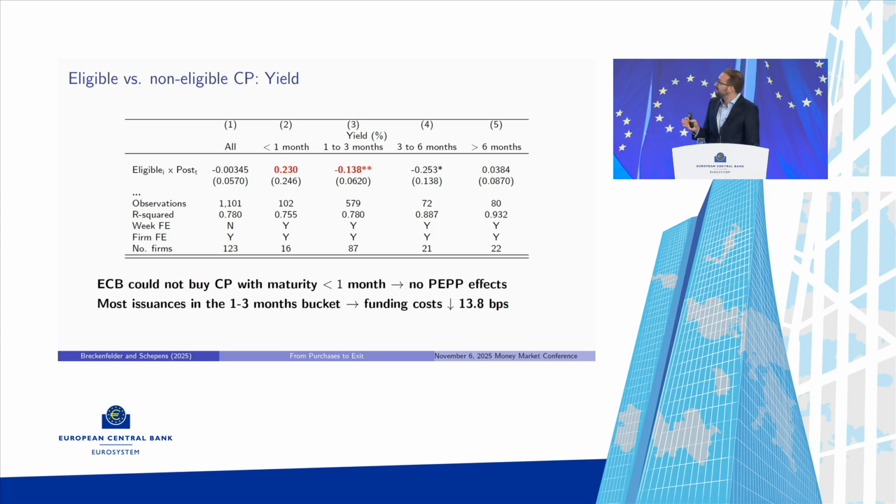While we have a negative sign here in the 1 to 3 months, we see that most issuances happen there, and the funding costs decline by 13.8 basis points.